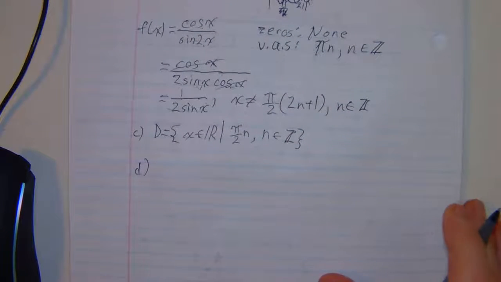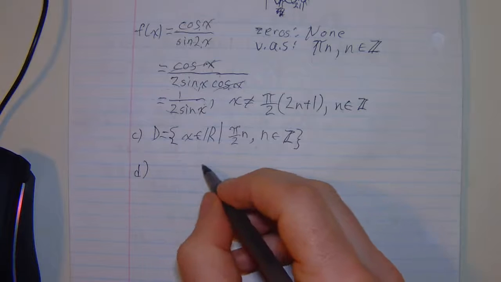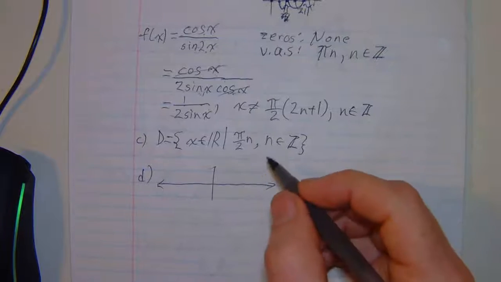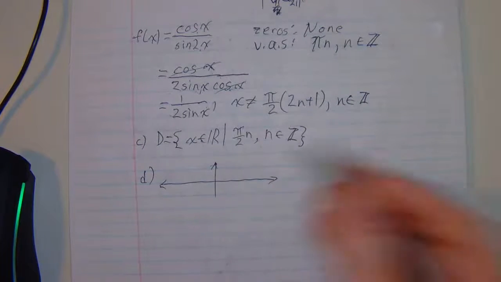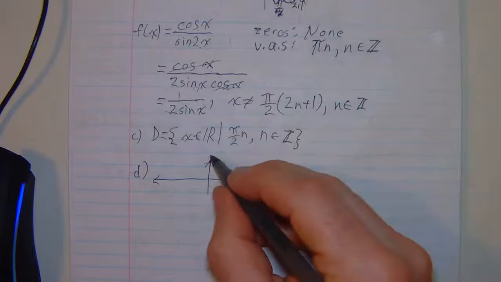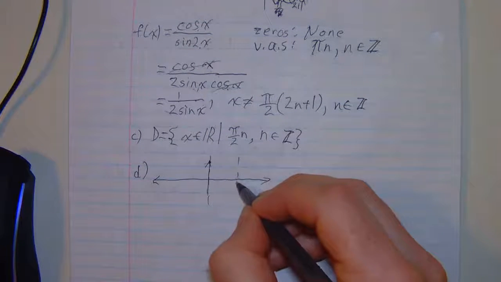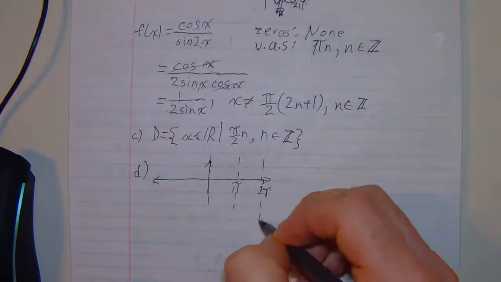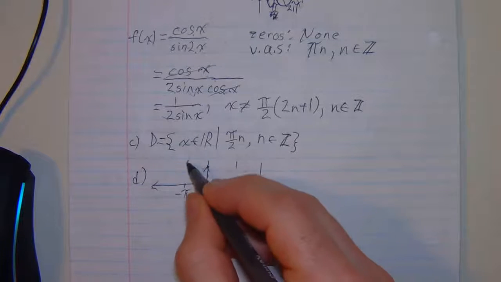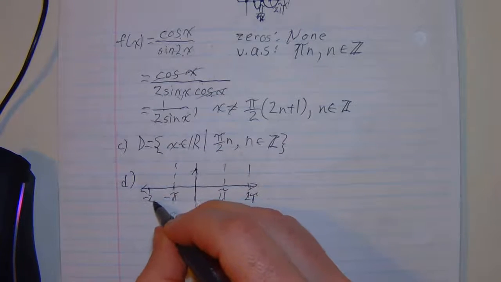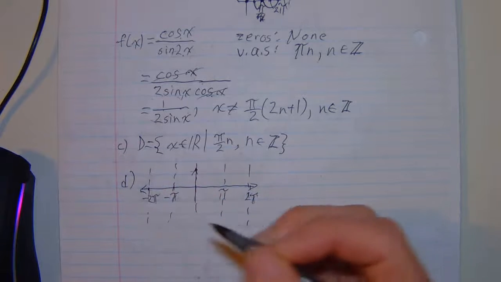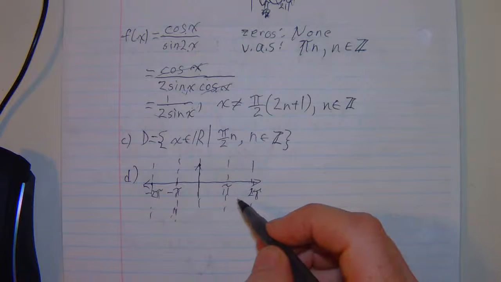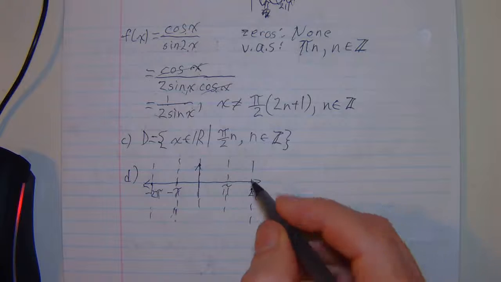And so then if we want to draw a graph of this, we can say, okay, well, the zeros, there are none, so I don't have to worry about them. Vertical asymptotes at every whole number multiple of pi. So at pi, at 2 pi, we're going to get a vertical asymptote. At negative pi, we're going to get a vertical asymptote. At negative 2 pi, we're going to get a vertical asymptote. There we go. And we're also going to get holes halfway in between.